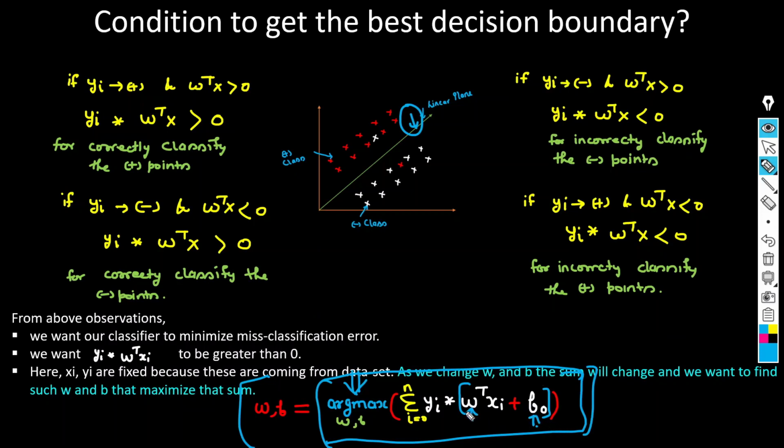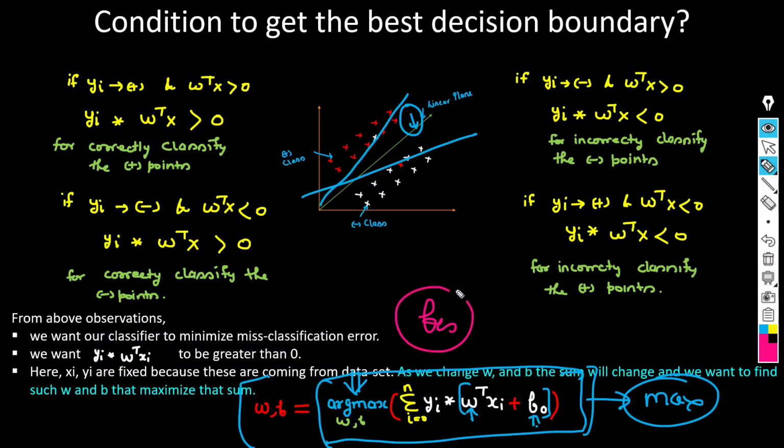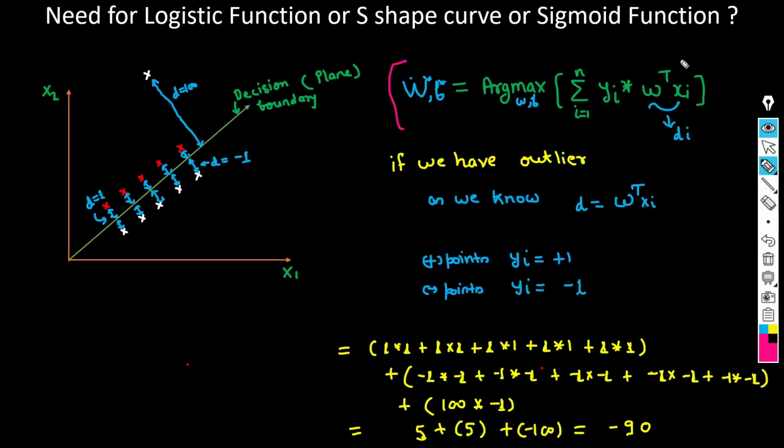By using different W and b values, we will change the plane. Let's say I am using this particular plane. Which plane will provide me the maximum value of this particular equation? That plane will be your best fit plane, which will classify both the classes correctly. So we have to maximize this particular equation.